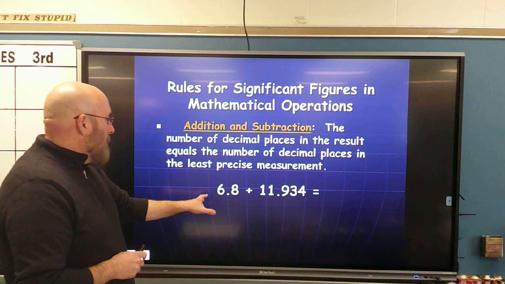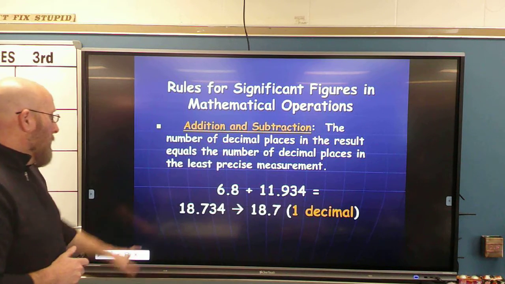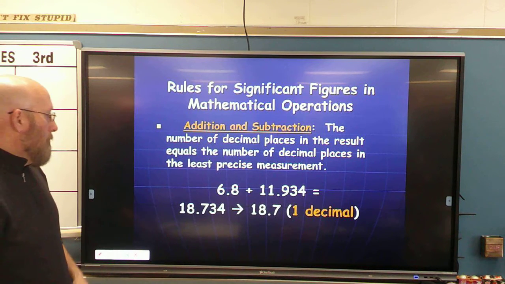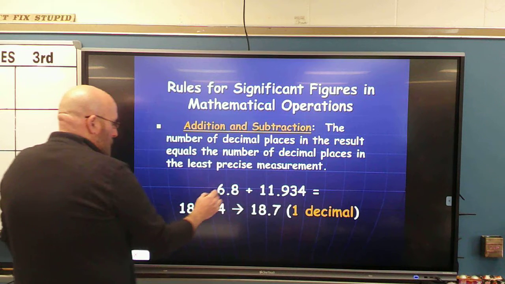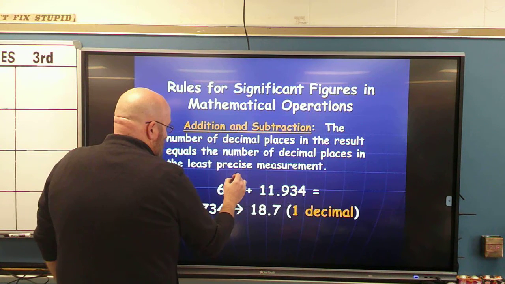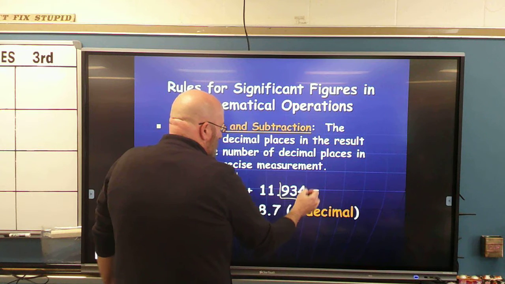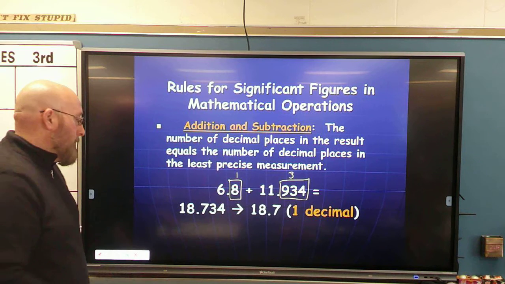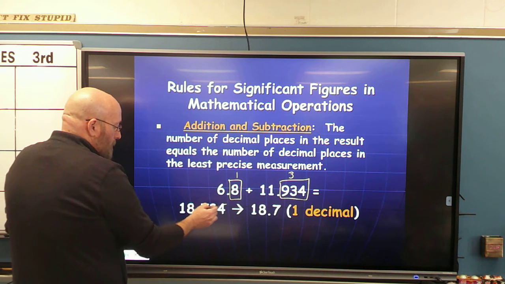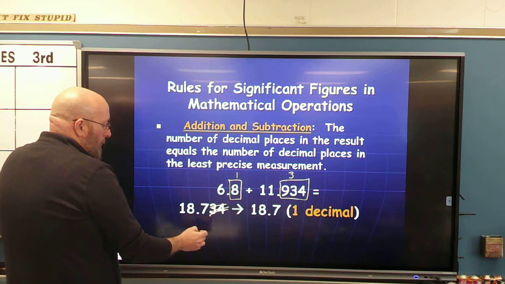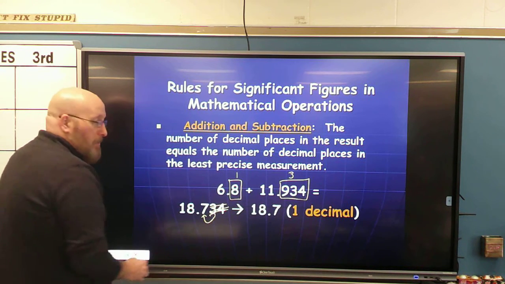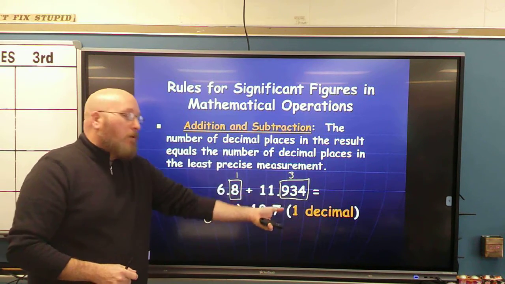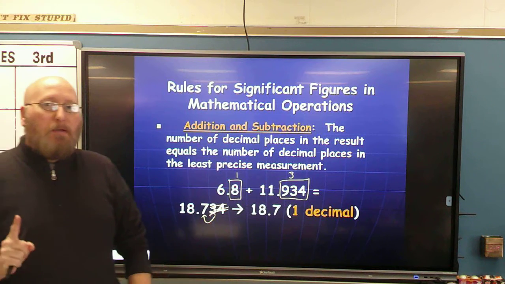Now when we do the math on that, we'll get 18.734. But again, if you look, I've got one decimal place here, and here I've got 3. So my answer can only have one decimal place. So I'm going to take these two and scratch them out. Luckily the 3 doesn't affect the 7, it doesn't round it up. So when I get done, my answer should be 18.7. That's only one decimal place, okay?